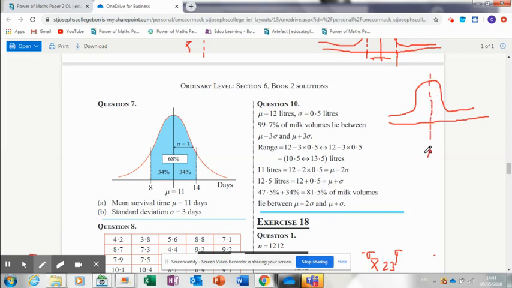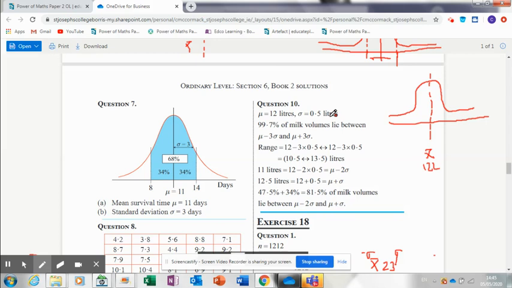Again, this is your X bar. What are you told X bar is? It's 12 litres. So that's the mean. What's the standard deviation? It's 0.5 litres. So the mean quantity of milk produced daily by a cow in a dairy herd is 12 litres. Assuming normal distribution with a standard deviation of 0.5, what is the range of volumes of milk on either side of the mean produced by 99.7% of the herd?